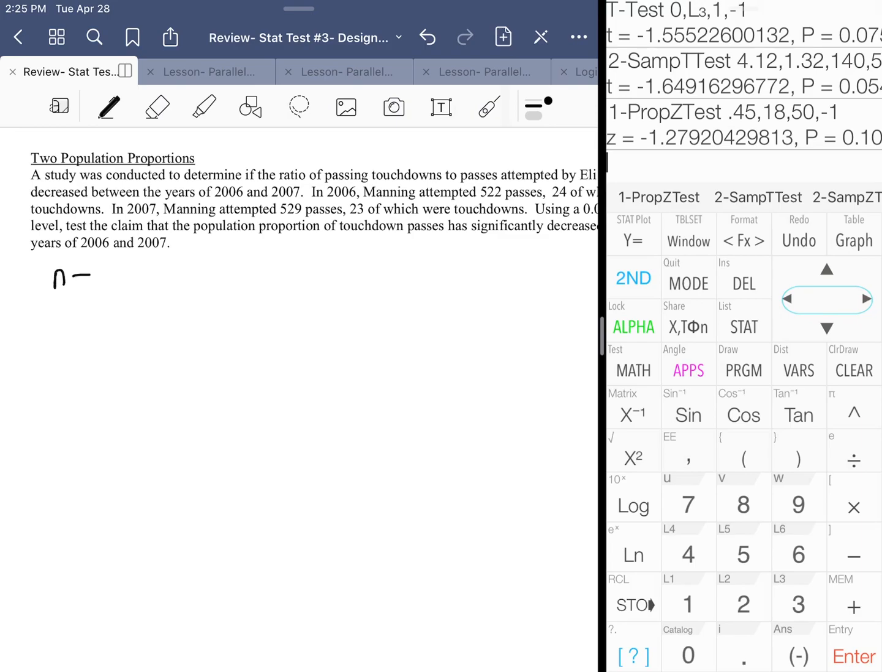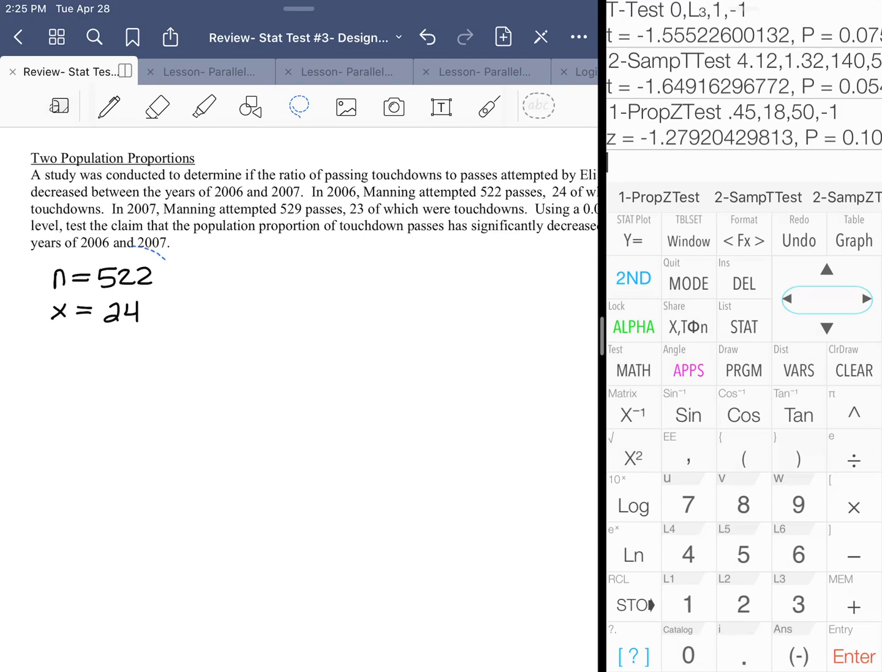In 2006, Manning attempted 522 passes, 24 of which were touchdowns. All right, so let's get that information down on the paper. So 522, 24 of which were touchdowns. I don't see any mention of means and standard deviations.